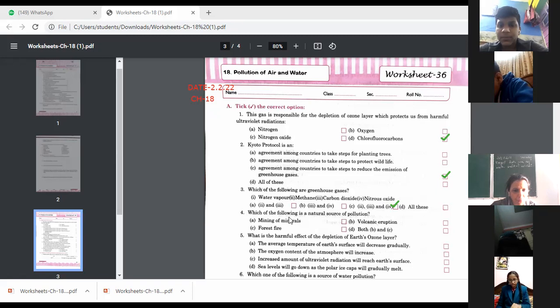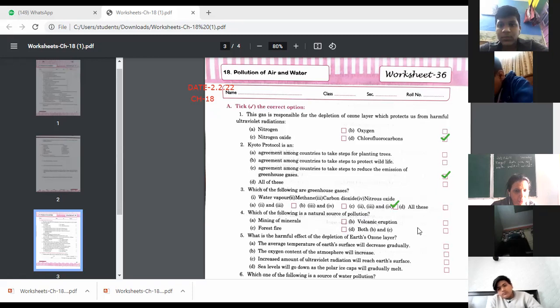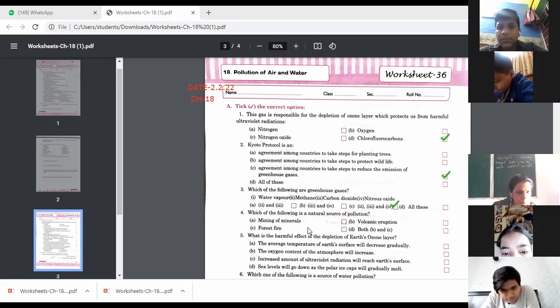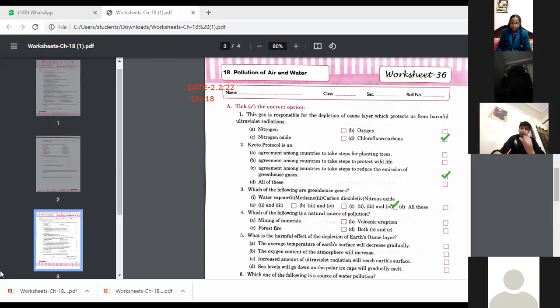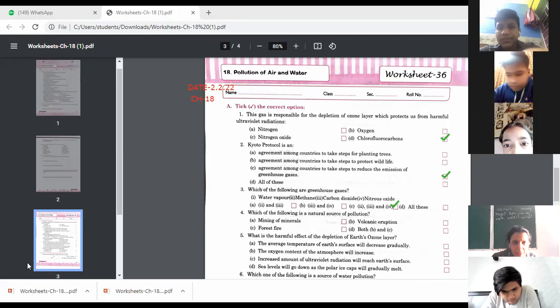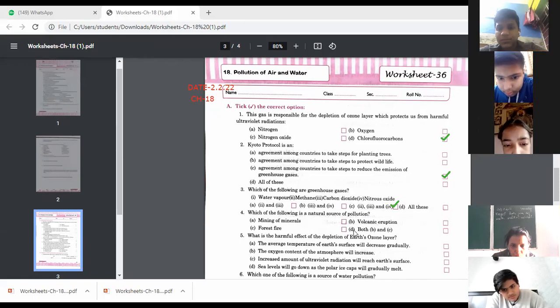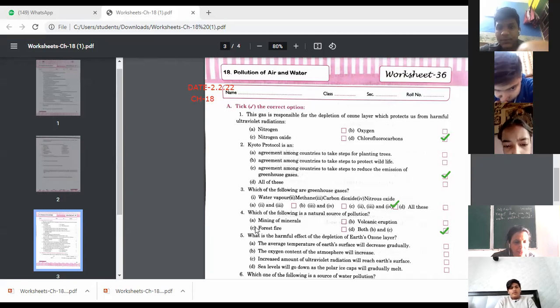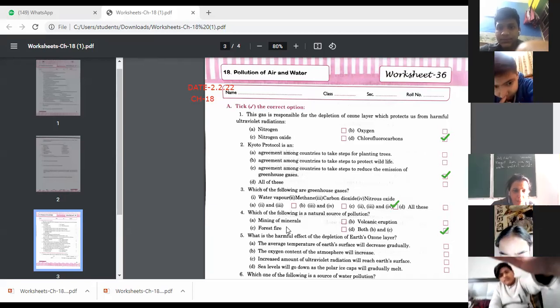Number 4. Which of the following is a natural source of pollution? Mining, volcanic eruption, forest fire. So, what causes pollution naturally? Harshit Tyagi, you have raised your hand. Ma'am, both B and C. So according to you, D option is correct. Yes, ma'am. Okay. So both B and C are correct. A volcanic eruption occurs naturally, and a forest fire also occurs naturally.